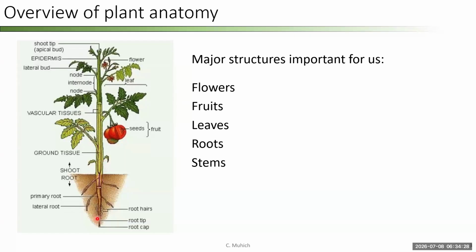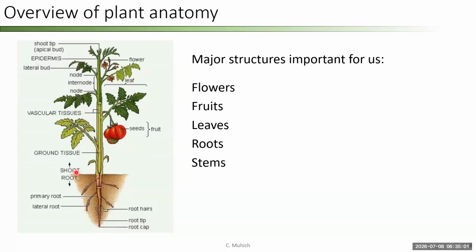Starting at the bottom, we have our roots, which include the primary root or tap root. We have lateral roots, which come off of the primary root. We have root hairs, which come off of both primary and lateral roots, and these are helpful for grabbing local nutrients. You have the root tip and the root cap, and these are going to drive the growth of the plant forward.